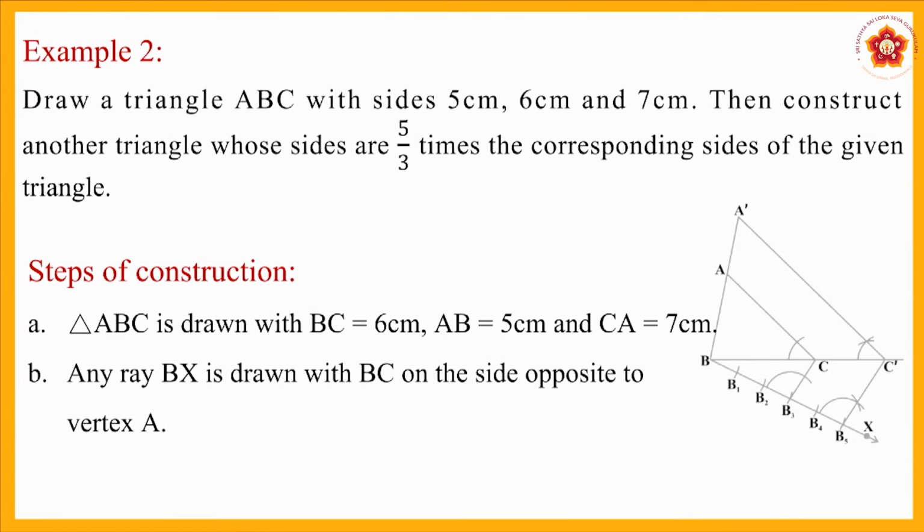Construct triangle ABC with AB equal to 6 centimeters, BC equal to 5 centimeters, CA equal to 7 centimeters. Construct another triangle A dash B C dash with sides 5/3 of the corresponding sides. So, 5/3 means you can naturally expect a bigger triangle, right. What we had done last time was a smaller triangle, one triangle inside the other. Now, we are putting a triangle outside, that is common sense you have to use, right.